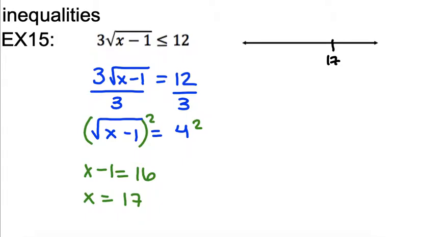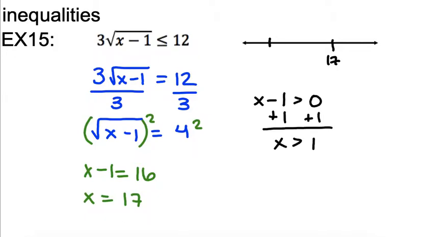So in addition to finding the x value, you need to set the inside of the radical, whatever it is, an even root, to be greater than or equal to 0, because you don't want to take the square root of a negative. So if I add 1 over, I get x is greater than or equal to 1. So my other boundary is going to be 1.